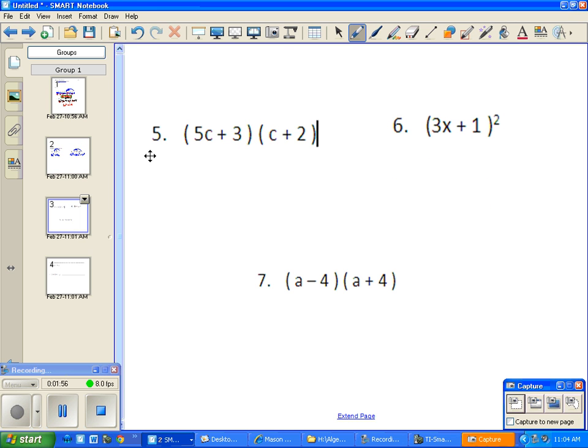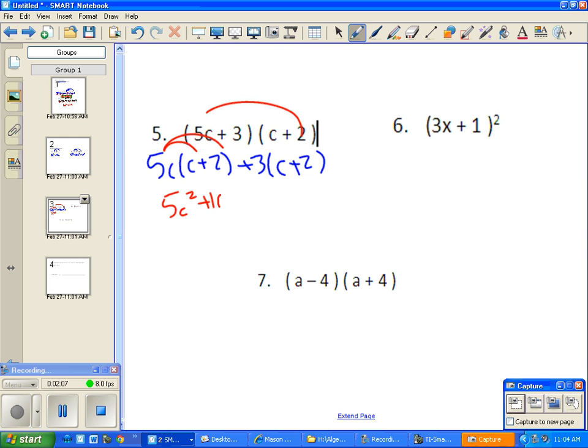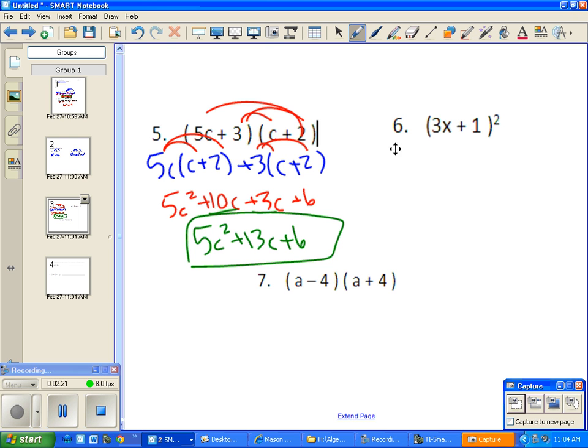Number 5, you're thinking about this as either distributing or FOILing. Either way, your first multiplication is going to be 5c squared. The outer terms, 5c times 2, will make 10c. The inner terms, 3 times c, is just going to be 3c. And your last terms, 3 times 2, makes 6. You will usually have like terms in the middle. Here we do. 10 plus 3 makes 13c in the middle. 5c squared plus 13c plus 6.